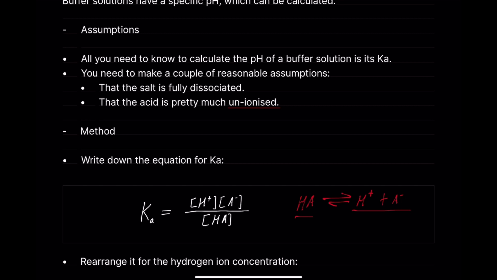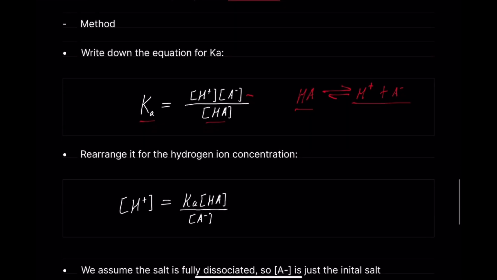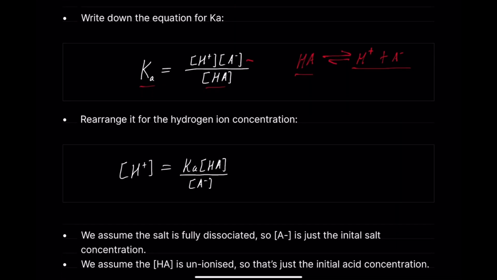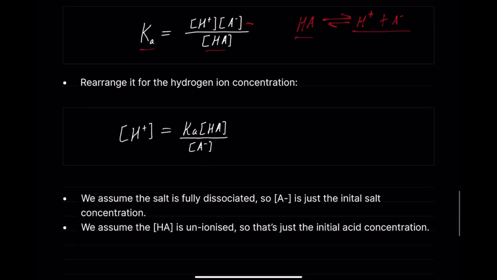It all depends on the conditions, but say that we had our Ka, HA, and A minus, worked that out somehow, and all we need is H plus. We need to rearrange this equation into H plus is equal to Ka times HA over A minus. We assume that the salt is fully dissociated, so A minus is just the initial salt concentration, and we assume the HA is unionized, so that's just the initial acid concentration.